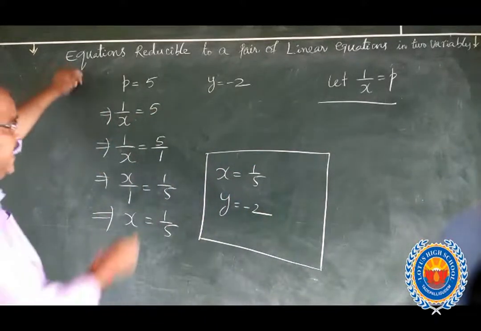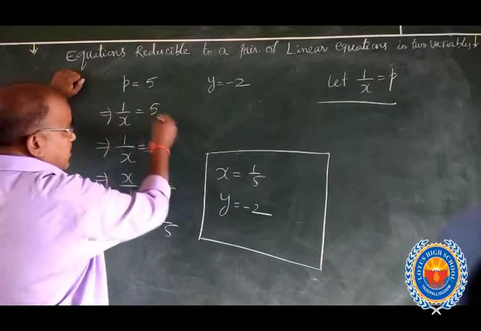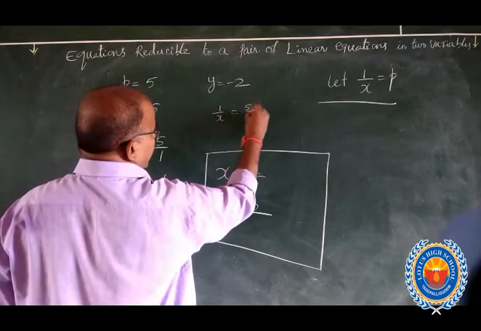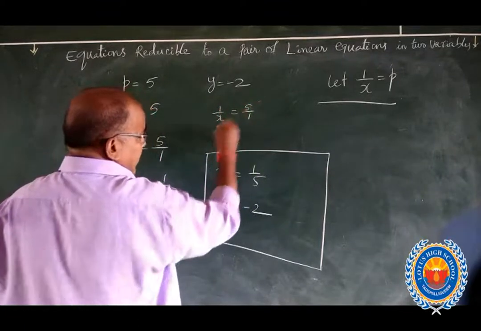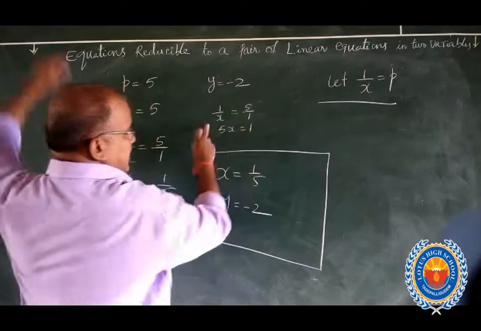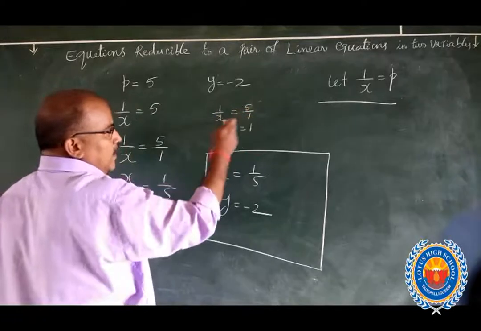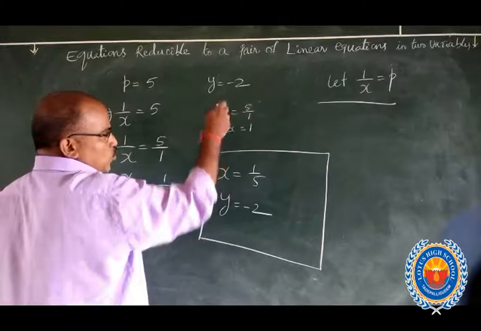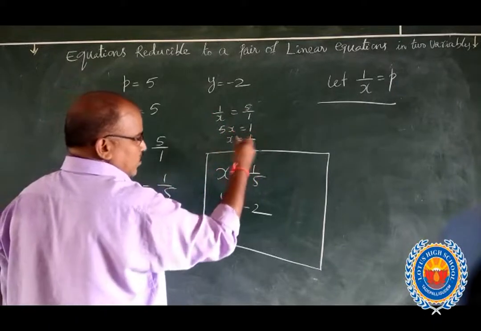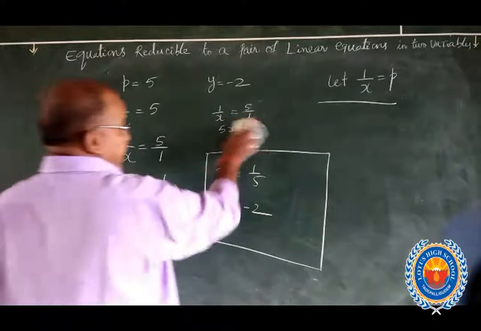Otherwise here itself you can directly do it in another way, using cross multiplication. 1 by x is equal to 5 by 1, cross multiplication. 5 into x, 5x is equal to 1 into 1. Understand? 1 by x is equal to 5 by 1. 1 into 1, 5 into x. That's why 5x is equal to 1. So x is equal to 1 by 5. You can do it like that also, but whichever is comfortable for you. So find x and y value.